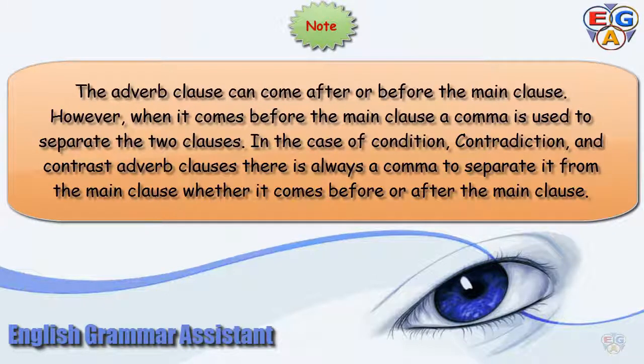The adverb clause can come after or before the main clause. When it comes before the main clause, a comma is used to separate the two clauses. However, in the case of condition, contradiction, and contrast adverb clauses, there is always a comma to separate it from the main clause, whether it comes before or after the main clause.